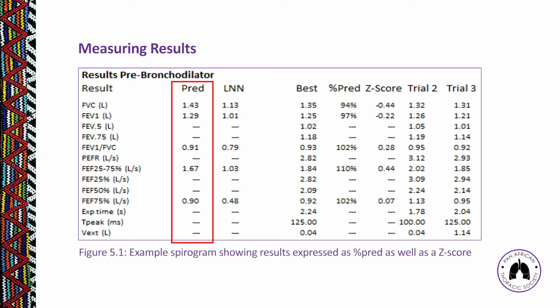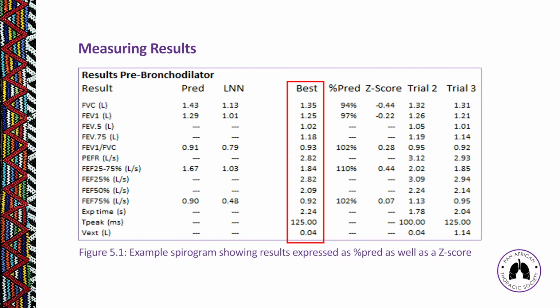Now, where do those predicted values come from? And the lower levels of normal, where do those come from? They come from your entry of patient data together with your choice of reference value, and that gives you your predicteds and your lower levels of normal.